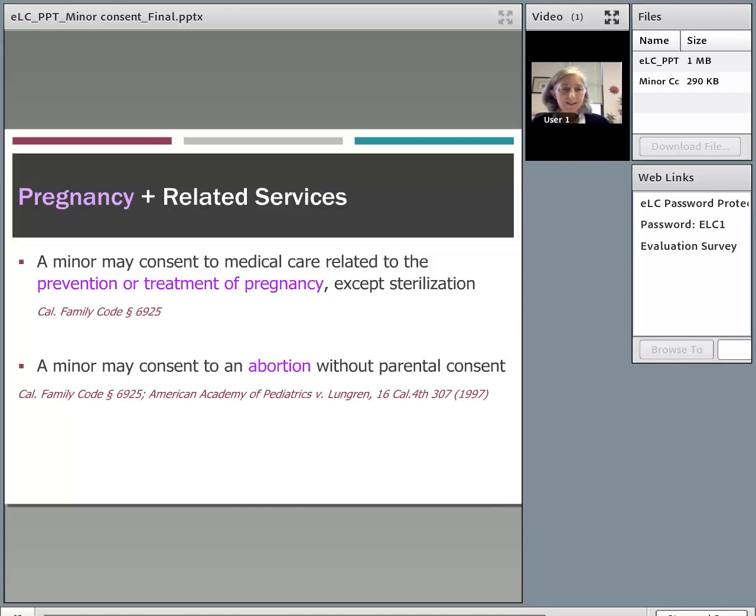There are other minor consent laws in the state. We'll point you to some resources if you want to double check some of those, mental health care, drug treatment, etc. At the end, we'll point you to those resources. But this captures our sexual and reproductive health consent laws.